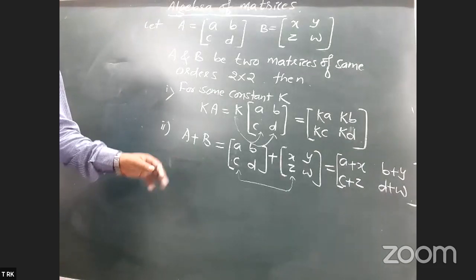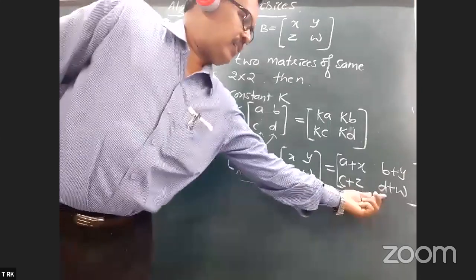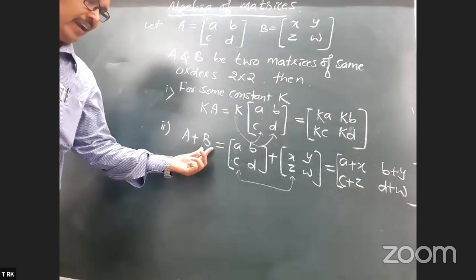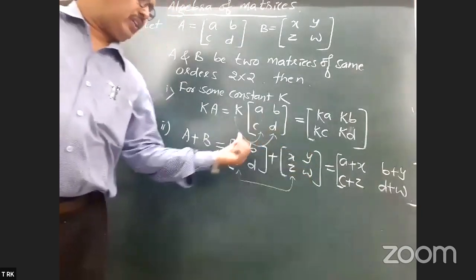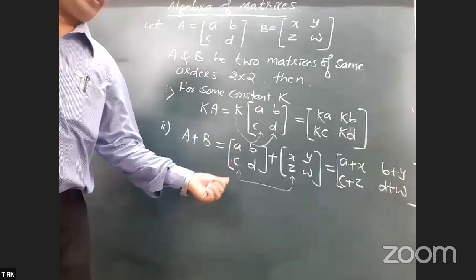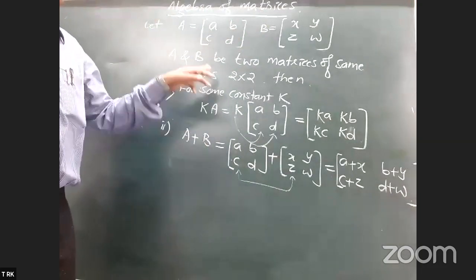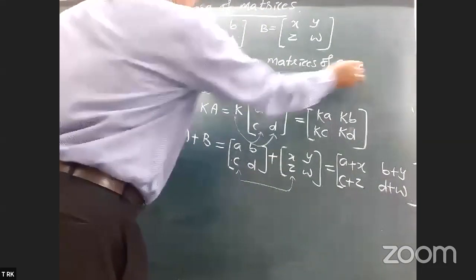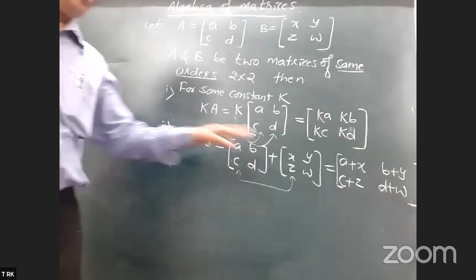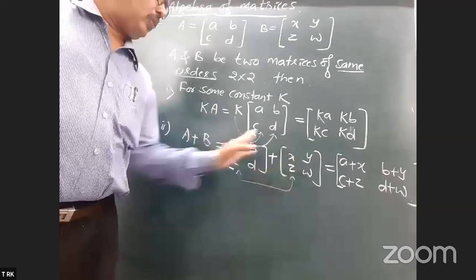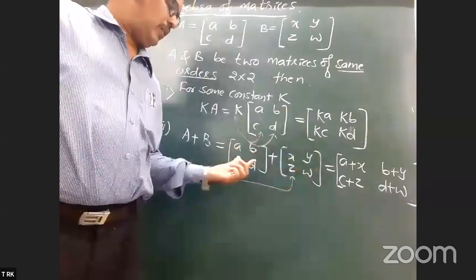So from this we say the sum of two matrices is again a matrix obtained by adding all elements of the second matrix to the corresponding elements of the first matrix. See once again, the addition of two matrices is defined only when they are of the same order. Orders must be the same. See, the order of A is 2 cross 2, the order of B is also 2 cross 2. So one can add B to A by adding all elements of B to the corresponding elements of A.